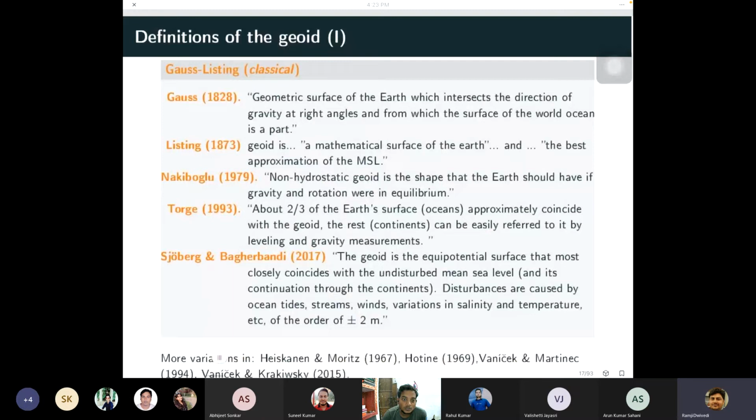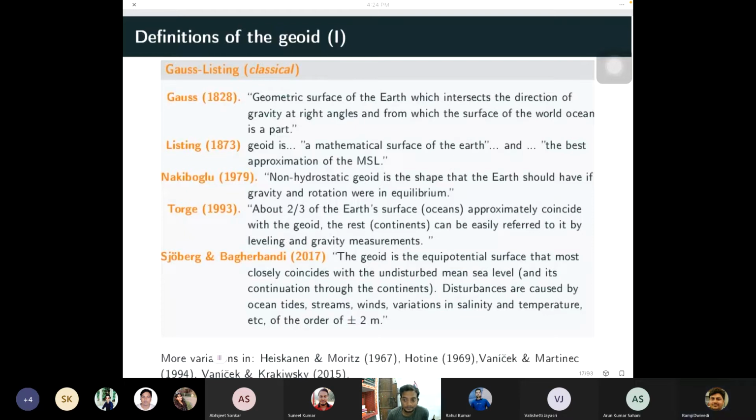Now just see the definition of geoid. The geometric surface. That means this is a geometric surface of Earth which intersects the direction of gravity. Everywhere, at every place, you will have a direction of the gravity, isn't it? Which is represented by a plumb bob. A plumb bob is nothing but a device. I'll not discuss how the plumb bob looks, but it is an accessory part of any instrument which represents the direction of gravity.